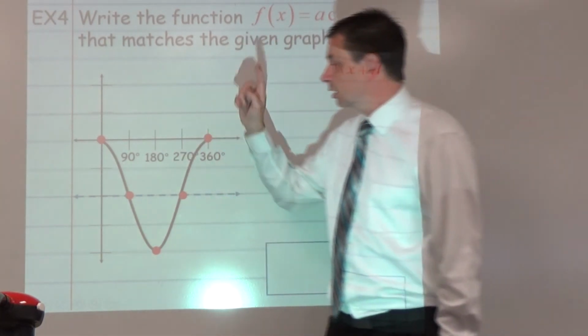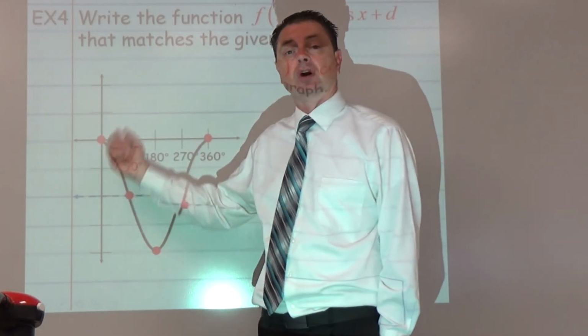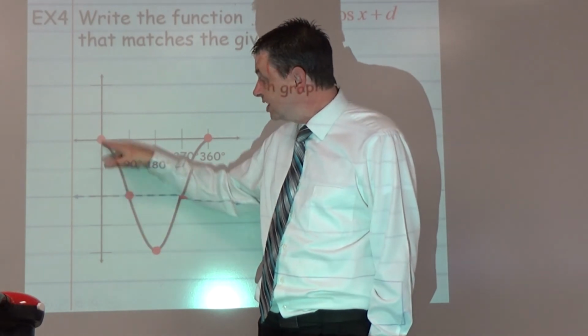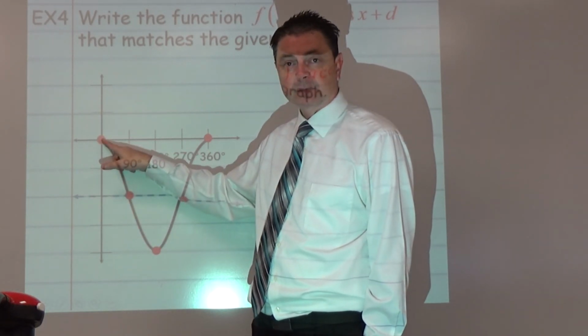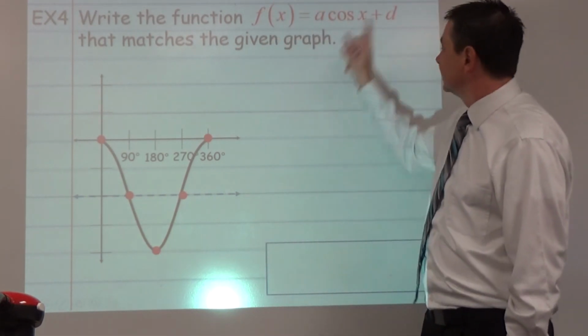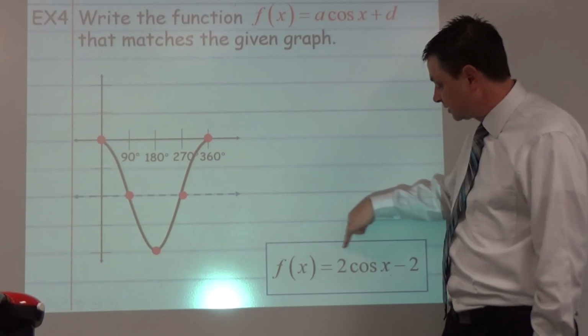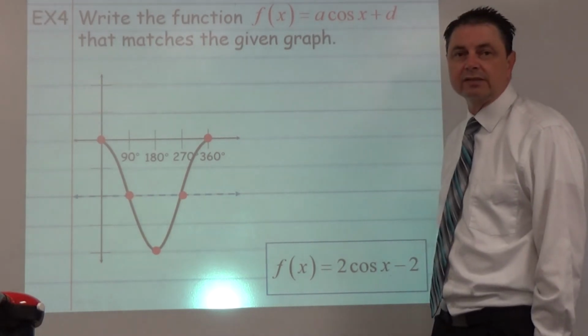So did we start above the midline, or did we reflect with a negative to start below the midline? We started above the midline. So A must be positive. A is +2. D is -2. So our function f of x is 2 cosine x minus 2.